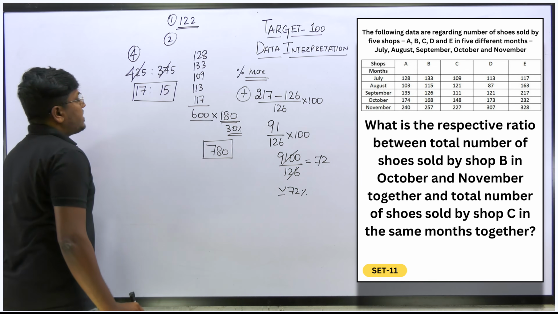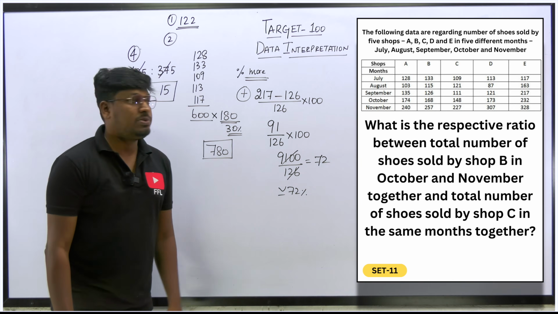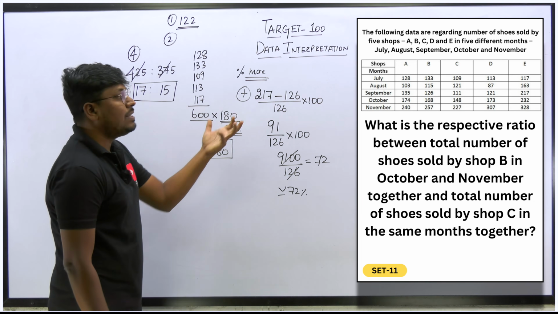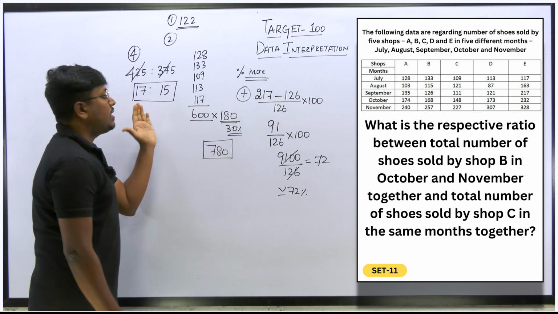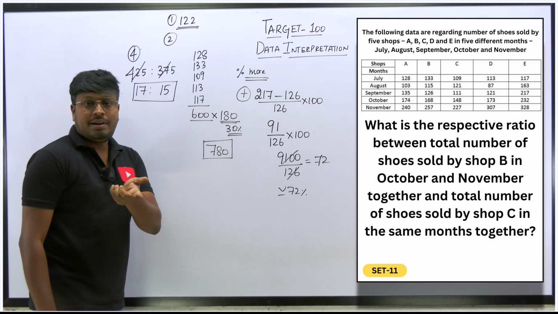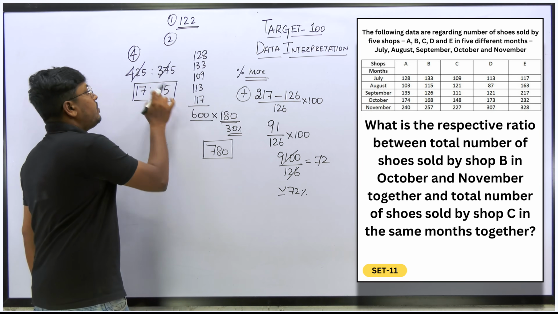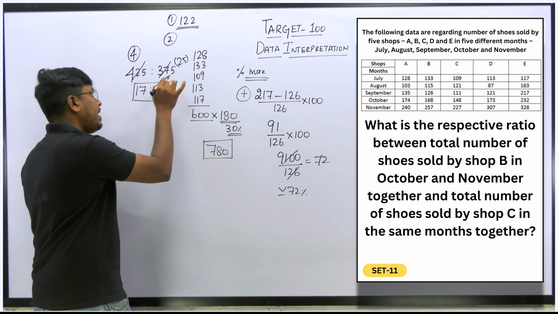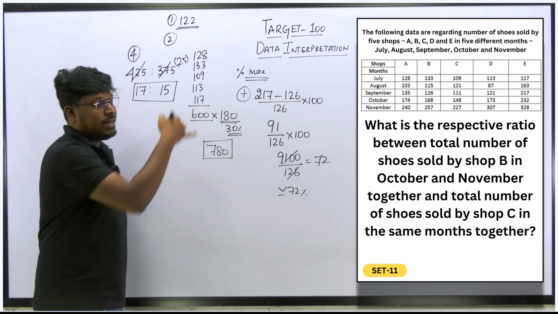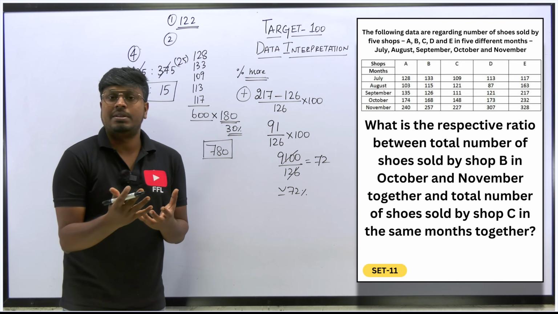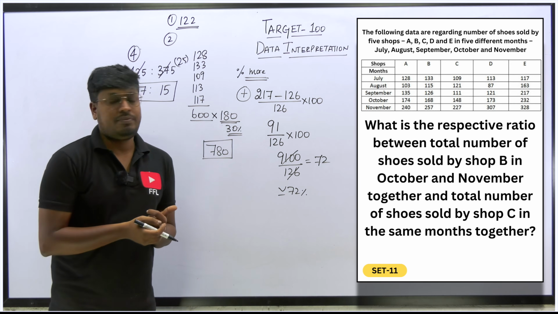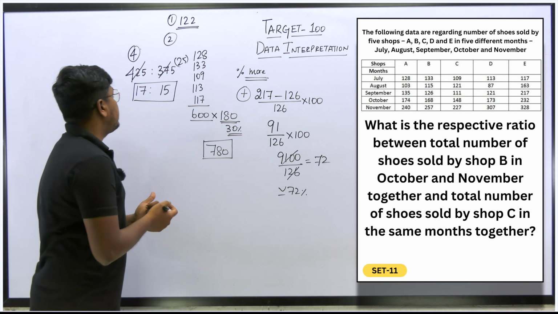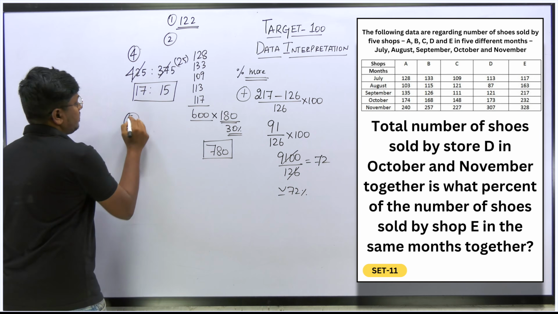So the answer for question number 4 will be 17 is to 15, because our target is to find the ratio for the given shop and for the given months. So just add all the values. In case you can't find it directly, cancel on 25, then cancel on 5 table. If you initially cancel on 5 table, it will be 2 steps, next 2 steps, and you will get the answer 17 is to 15, right? So that will be the answer for question number 4.